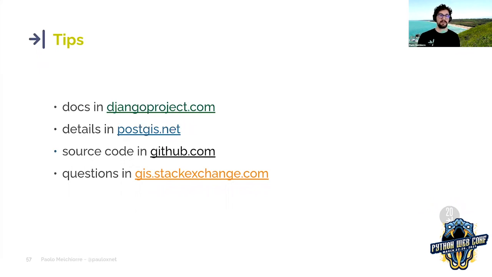And at the end of this talk, before saying goodbye, I want to share with you some tips. They are based on my experience as a map developer with Django. First of all, read the documentation in the Django website. It's full of information about GeoDjango and its evolution. Read also details about geographical queries in the PostGIS website. It helps you to understand how things work at a lower level. Read also the source code of both the projects in GitHub, because there is something you can learn only from the source code.